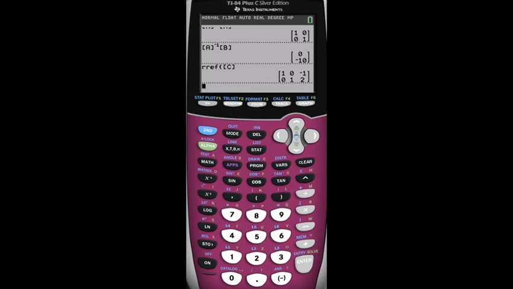So this is a great way if you want to double check your work by hand on a 2x2 matrix, or if you have something larger, you can use the calculator and these commands to solve for inverses, determinants, matrix multiplication, and also the reduced row echelon form.